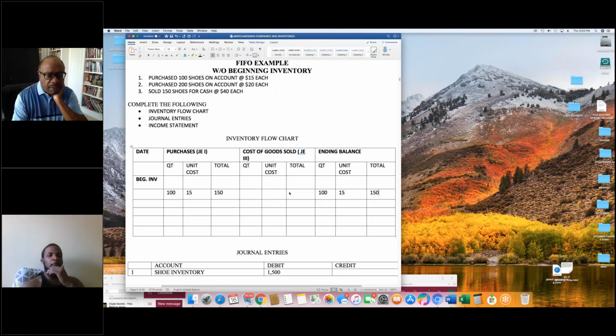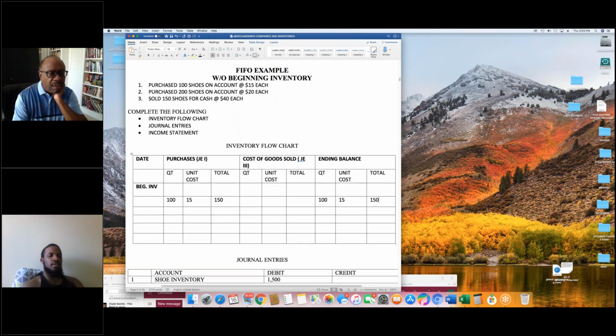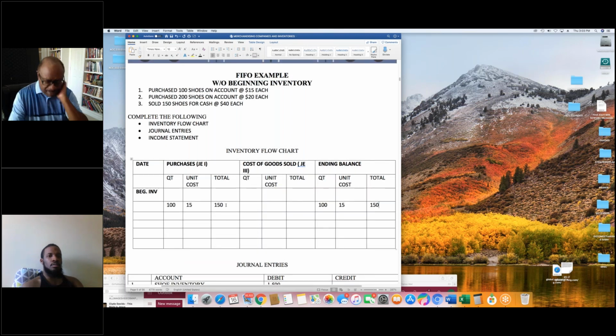Professor Boyd, wouldn't the total be 1,500? You're right. Thank you. Is there a reason you skipped the first line? Because we don't have beginning inventory in this example, but we'll put that in later.